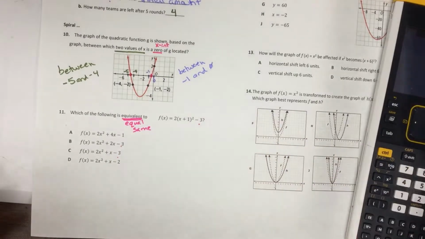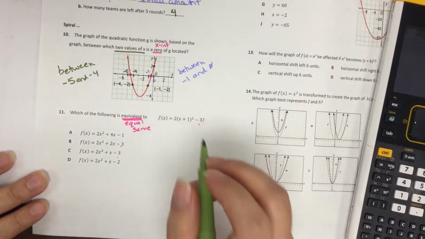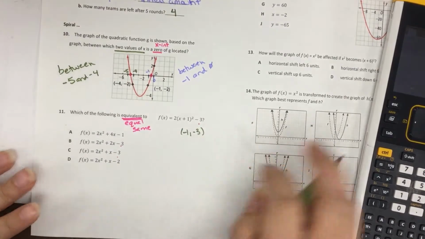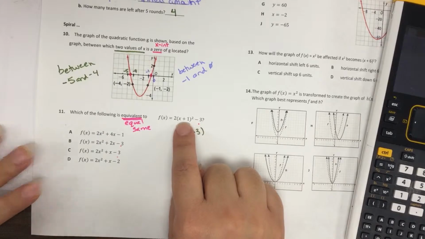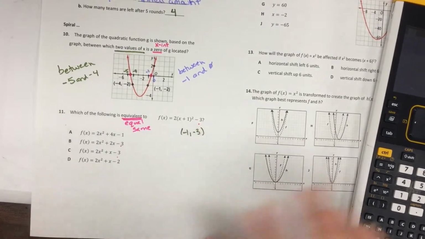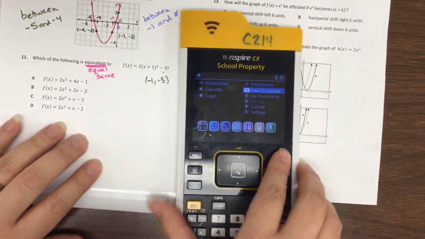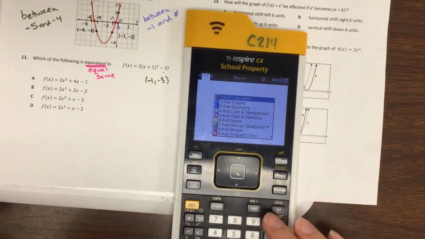This is in vertex form. And this tells us the vertex, that turning point, is -1 and -3. It is not the y-intercept. Because remember, the 2 needs to be distributed, and then combined like terms. So the formats are very different. But if you graph them, you should get the same picture.